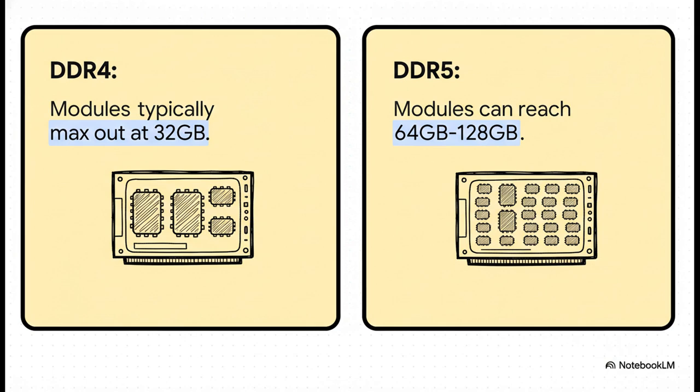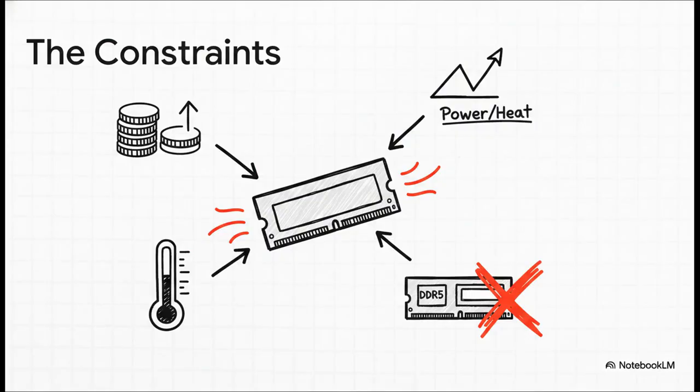This can literally be the difference between a system that runs like a dream and one that just crashes and burns. Of course, all this awesome performance comes at a price. There's some real-world trade-offs you've got to think about. First, the cost. DDR5 is going to set you back a good 30 to 50% more. Second, power and heat. It can run hotter, which is a huge deal in small, fanless designs.